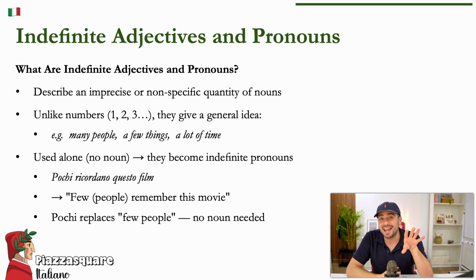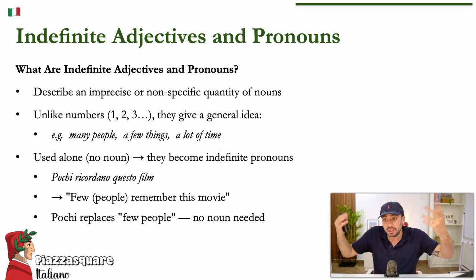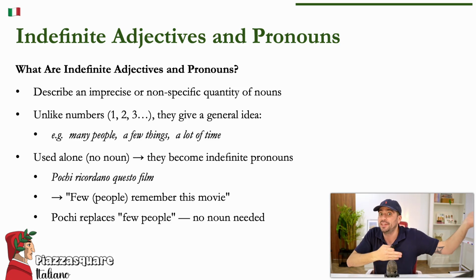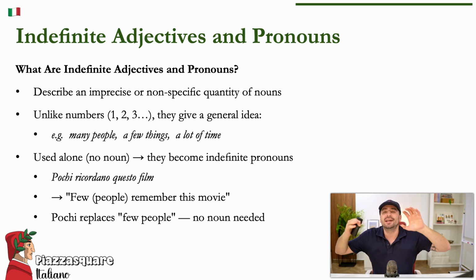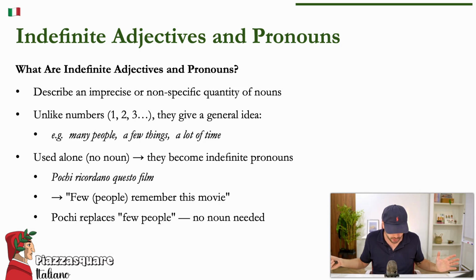When these words stand alone without a noun, they act as indefinite pronouns, replacing the noun while still giving a sense of quantity. For example, in English, many are here. Many of them. The key feature is that they do not refer to a specific or precise number.